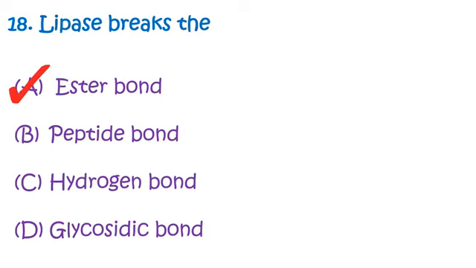The peptide bond is broken by the protease enzyme, whereas the hydrogen bond is broken down by the helicase enzyme. The glycosidic bond is broken down by the glycoside hydrolase enzyme, which is also called glycosidase enzyme.